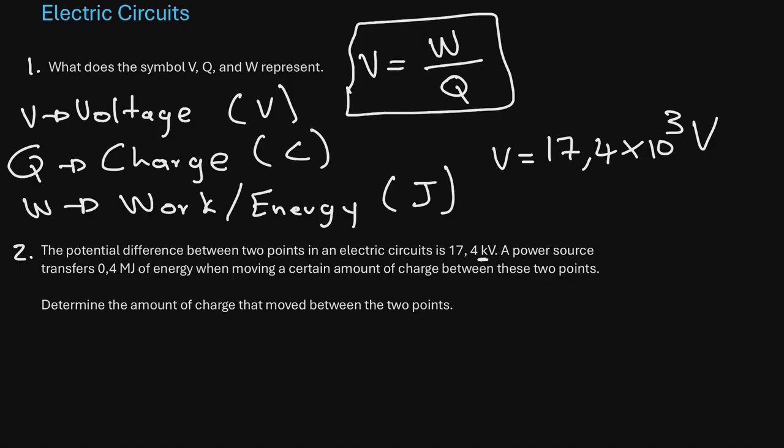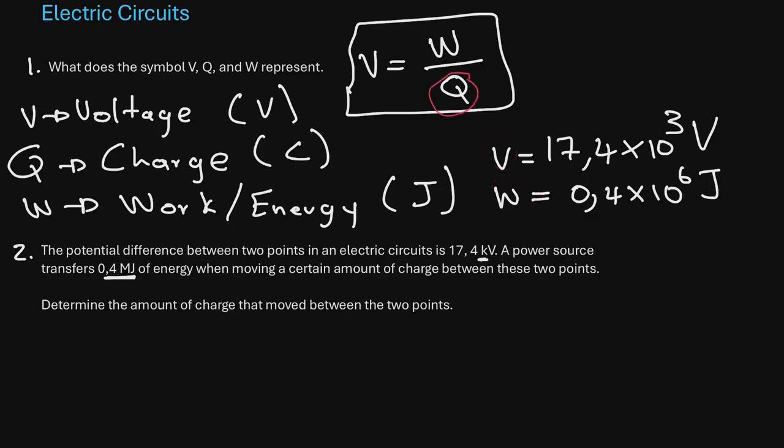The statement continues to say now, a power source transfers 0.4 megajoules of energy when moving a certain amount of charge between these 2 points. So we are given the amount of energy to move that charge. So the energy, which is W, is equivalent to 0.4, and then mega is 10 to the power of 6 joules. So the question says, determine the amount of charge moved between the 2 points. So now we have the amount of voltage and the amount of energy.